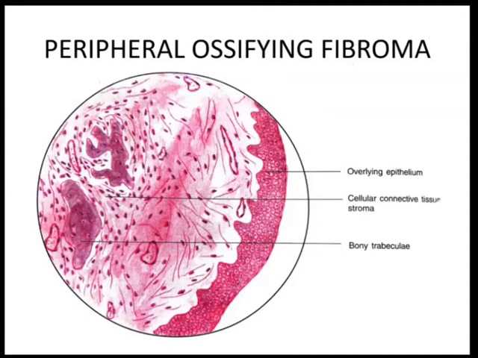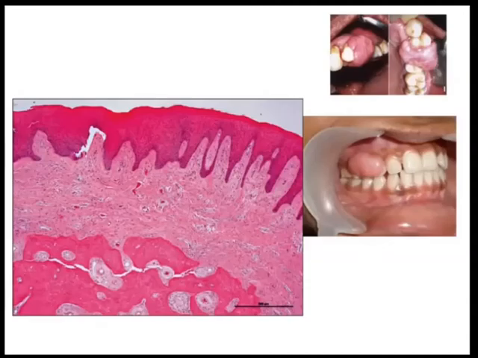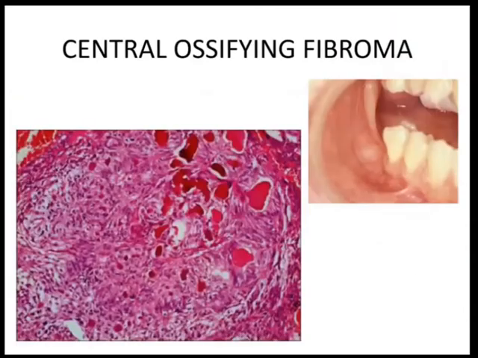So now coming to peripheral ossifying fibroma, you can see an overlying epithelium. Below is a cellular connective tissue stroma, that is there is increased cellularity, that is more number of fibroblasts are seen, and also bony trabeculae. So this is a clinical pic towards the right side corner, and to the left is a histopathological pic wherein you can see the overlying epithelium, and below is a cellular connective tissue stroma with the bony trabeculae.